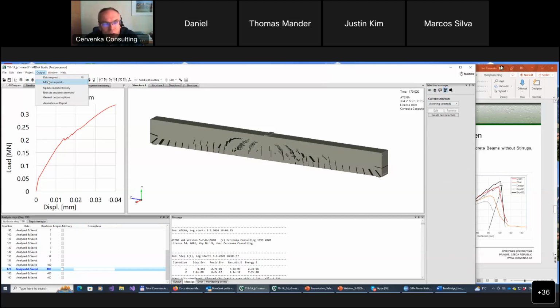Of course, it can extract the data only from the steps that you have saved. So if you use the option that you do not save all steps from your analysis, then of course you cannot recover the monitors from the data that you didn't save. But if you are saving all steps, then you can recover the monitors from the postprocessor.